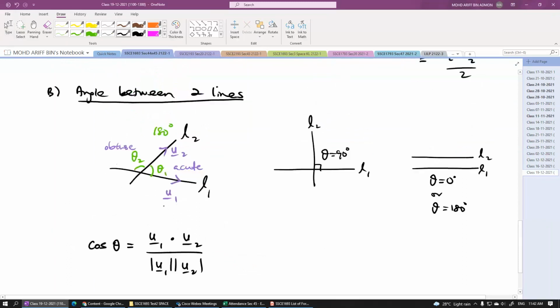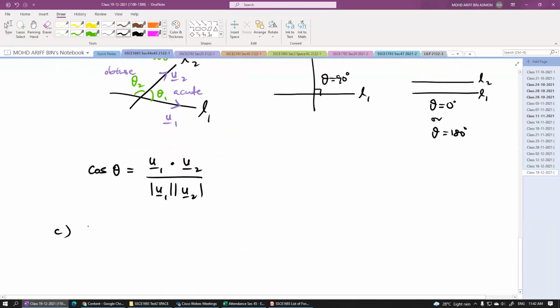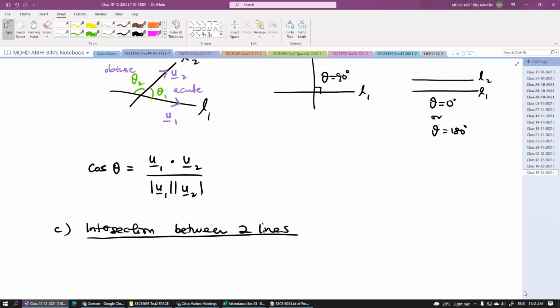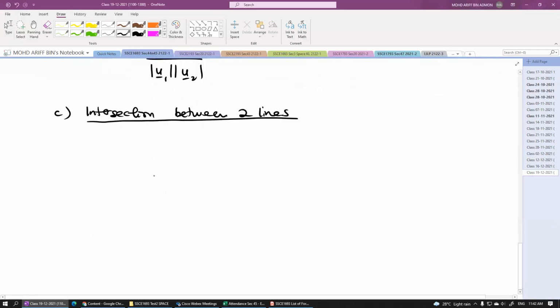Okay, C is intersection. Now, intersection. So let's say once again you have two lines. So I put it like this. Quite similar diagram for this intersection.